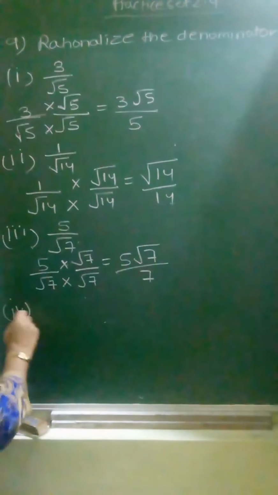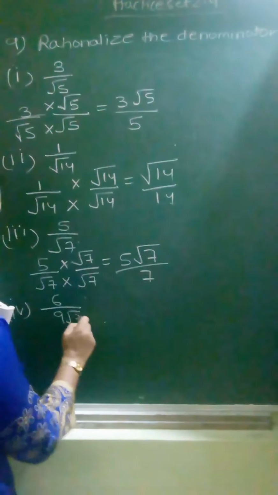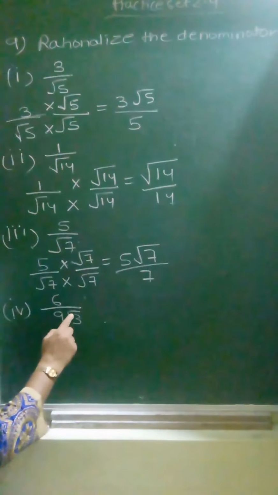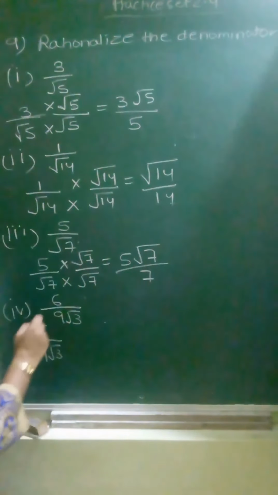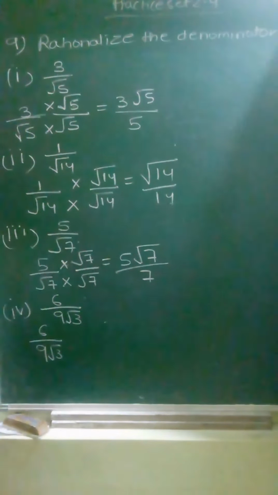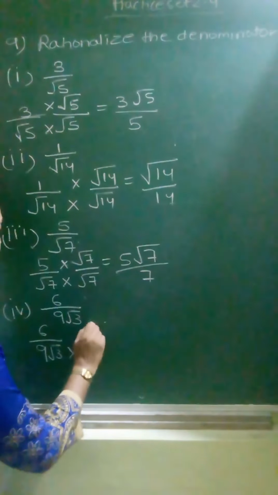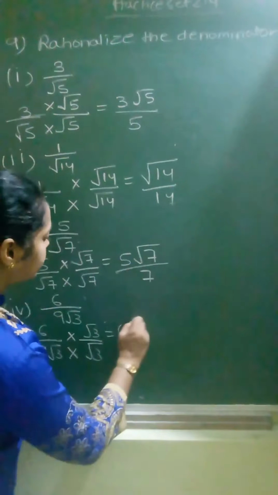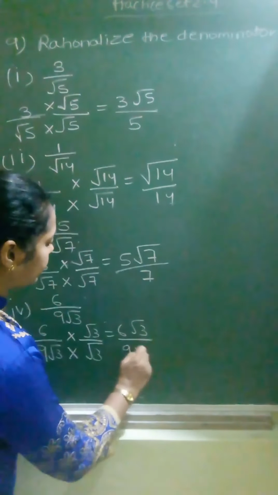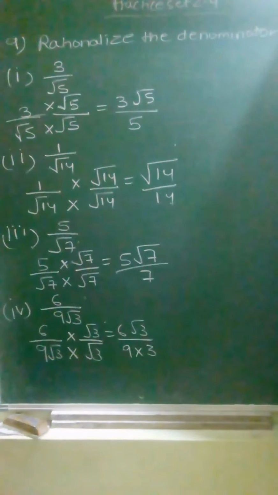Okay. Fourth is 6 upon 9 into square root of 3. See here by what we should multiply. We don't have to multiply it by 9 square root of 3. We just need to multiply it by square root of 3, in the numerator also. So we will be getting 6 square root of 3, and in the denominator 9 into square root of 3 into square root of 3, which is 3.